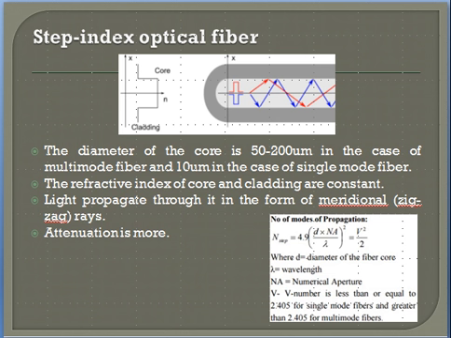and attenuation is more for multi-mode step index fiber, but for a single mode fiber it is very less. The fiber has a lower bandwidth. The number of modes of propagation for the step index fiber is V squared by 2, where d represents diameter of the fiber core, lambda represents wavelength, NA represents numerical aperture, and V represents V number. It is less than or equal to 2.405 for single mode fiber and greater than 2.405 for multi-mode fiber.